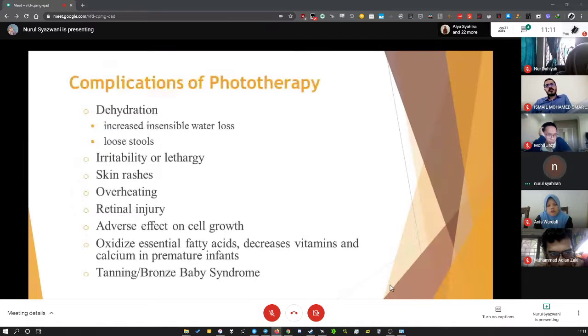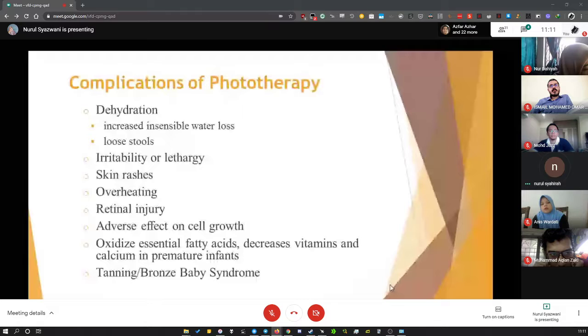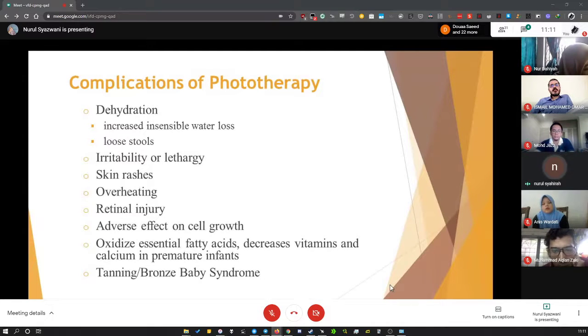Okay, this one is the complication of phototherapy. The baby might have dehydration because of increased water loss, loose stool, irritability or lethargy, skin rashes, overheating, retinal injury, adverse effect on cell growth, oxidation of essential fatty acids, decreased vitamin and calcium in premature babies, and that one, bronze baby syndrome, that we discussed before.